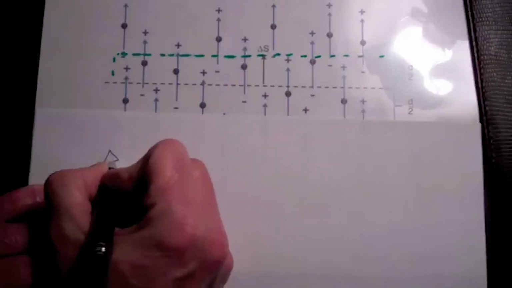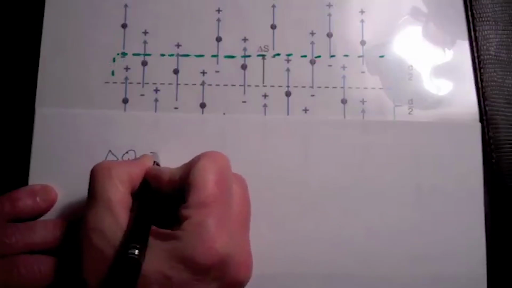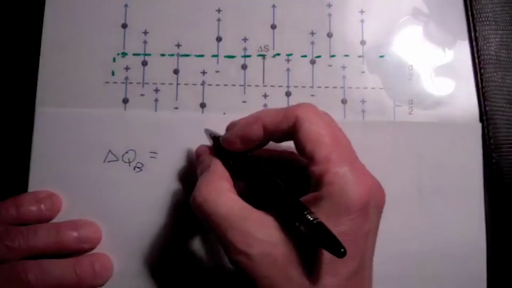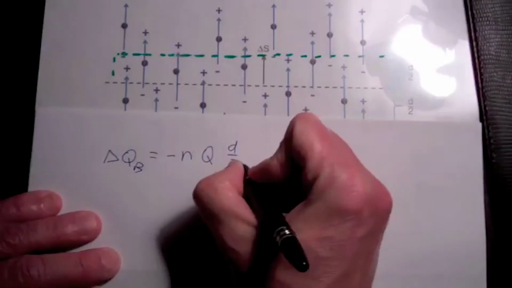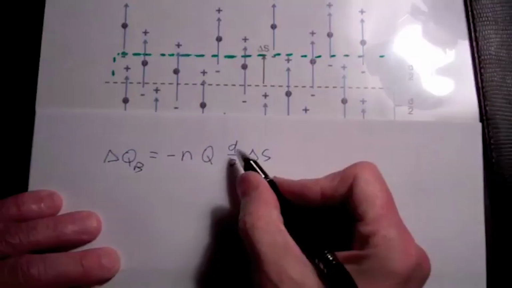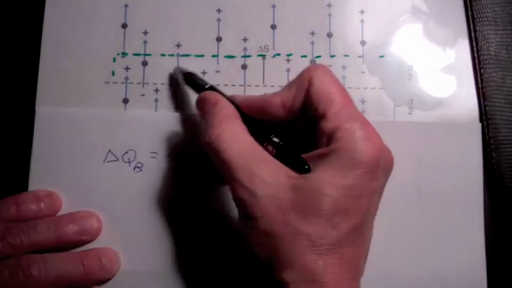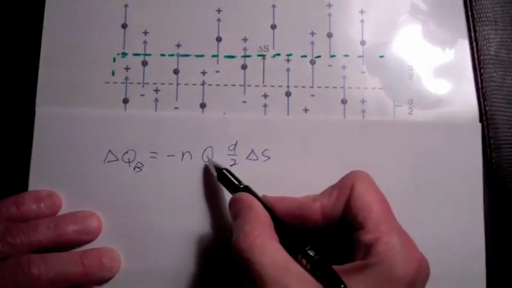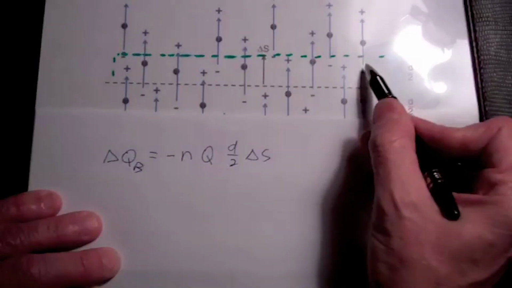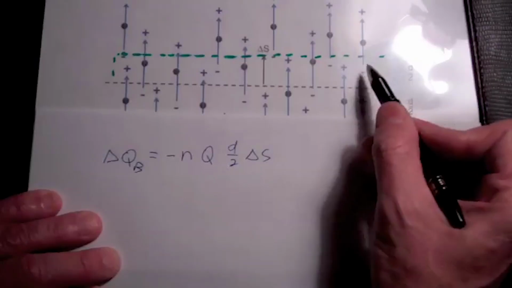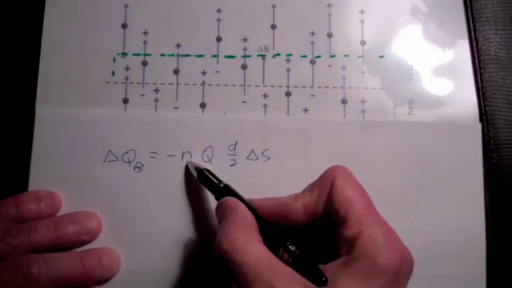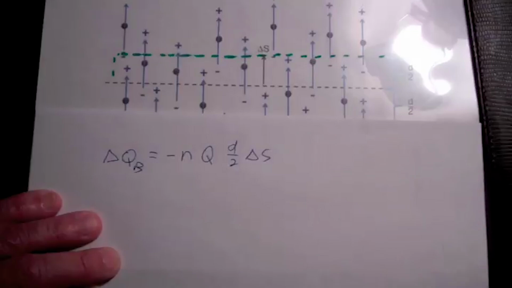So that increase in charge in our closed volume will be minus n times q d over 2 delta S. So d over 2 times delta S is this volume, minus q is the amount of charge pushed down through this interface for each dipole, and n is just the number of dipoles per unit volume.